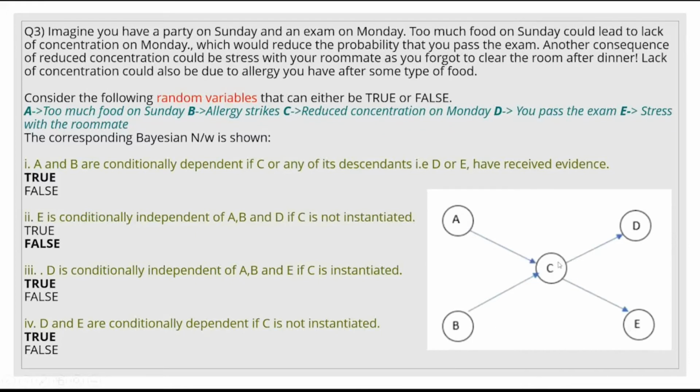Now this statement, however, is true because since C has been instantiated, that is, we have too much food on Sunday, we can be stricken with an allergy, and we can have reduced concentration on Monday, which can lead to passing the examination when C is already instantiated. Next, D and E are conditionally dependent if C is not instantiated. This also is a true statement.